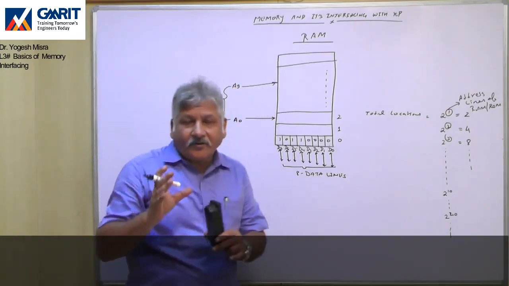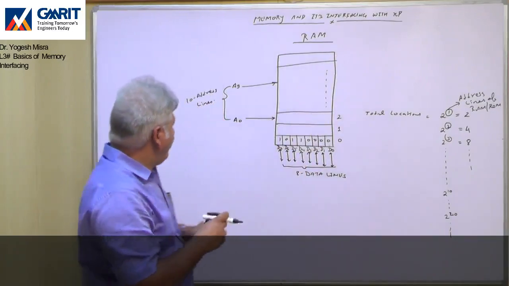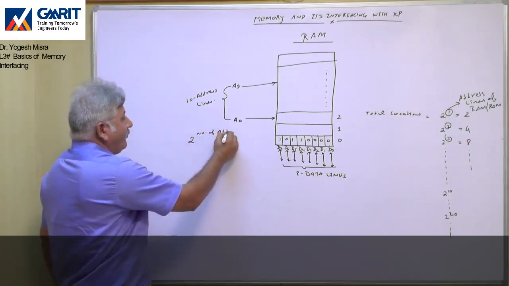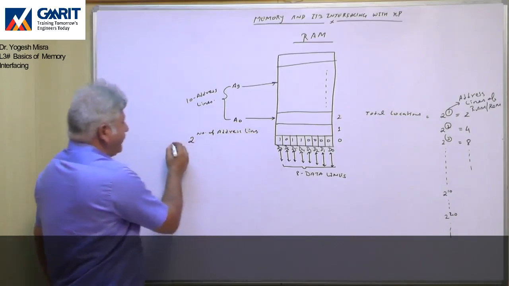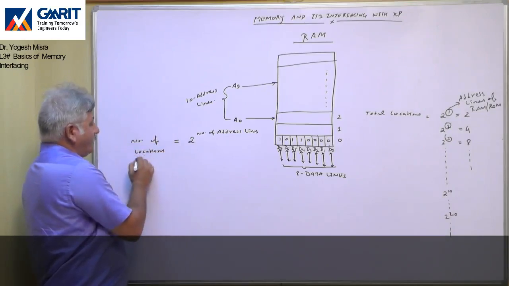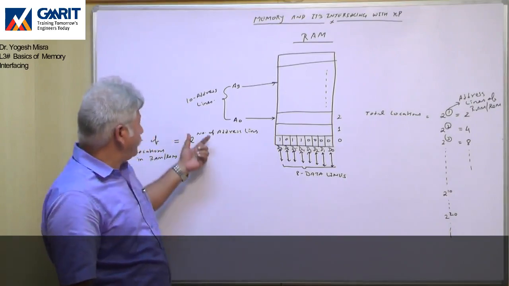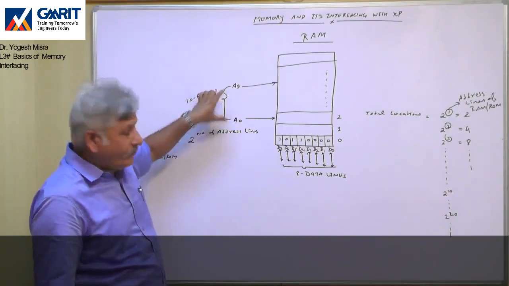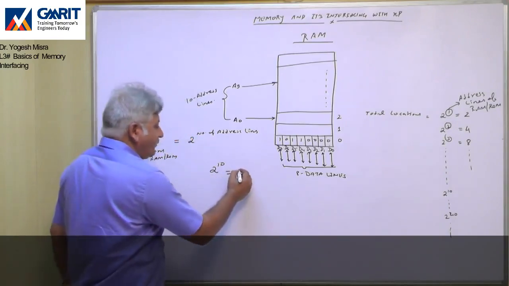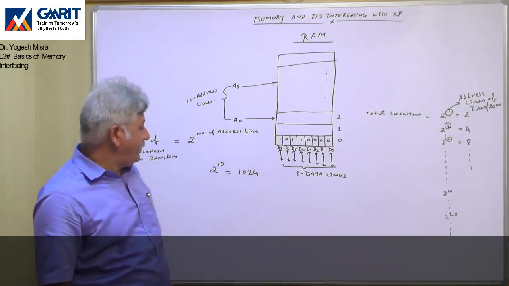So the first question is, how many memory locations are there in this RAM? To find this out, we write 2 raised to the power of the number of address lines. This will give you the number of locations in RAM or ROM. Here the number of address lines is 10, so 2 raised to the power 10. How much does it come to? It comes to 1024.